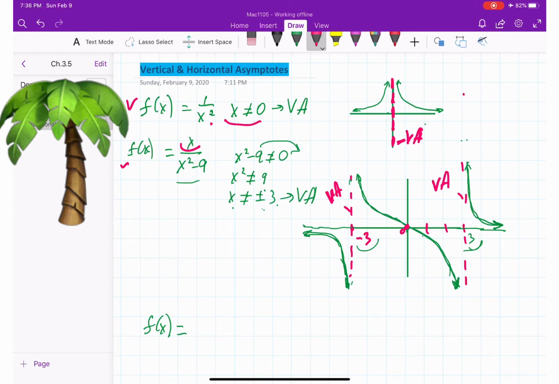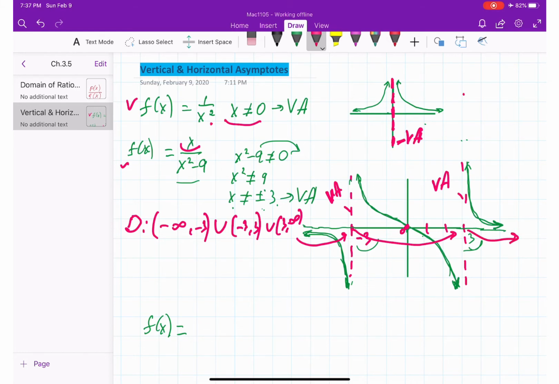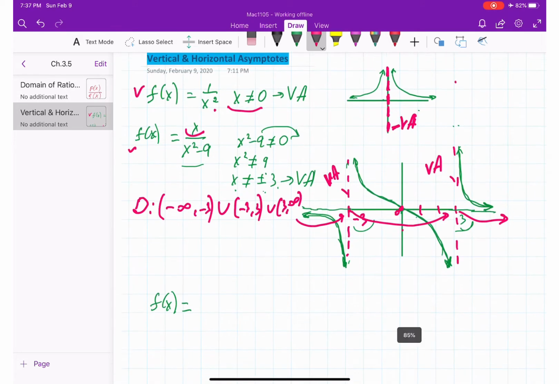So remember, for a rational function like that, the domain interval is going to be negative infinity to negative 3, then negative 3 to positive 3, and then positive 3 to positive infinity. This is one piece, this is another piece, and this is the third piece. One graph is on the first interval, another graph is on the interval between negative 3 and positive 3 asymptotes, and the third graph is between 3 and positive infinity.